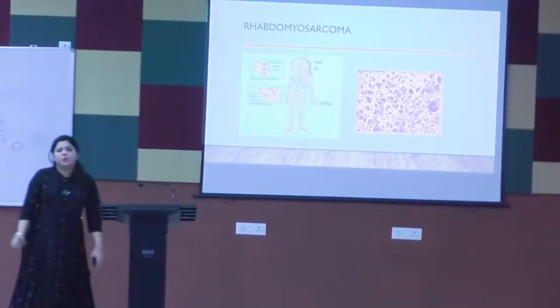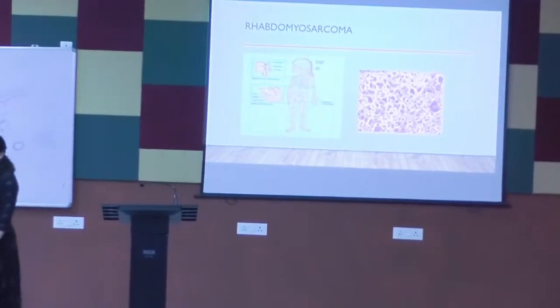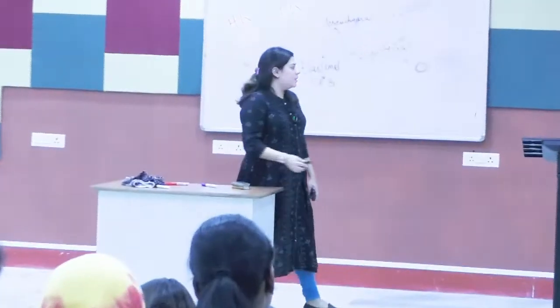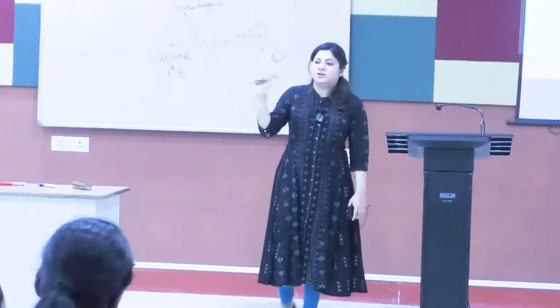Have you heard of sarcoma botryoides? That is also a kind of rhabdomyosarcoma. Right? So it is also a small round blue cell tumor with some muscle differentiation. Rhabdomyo means skeletal muscle. So they have muscle differentiation.